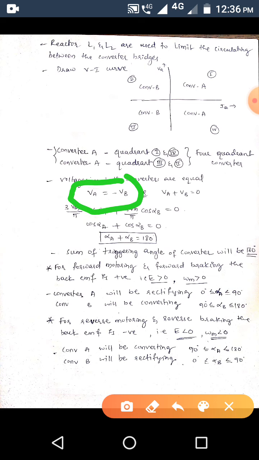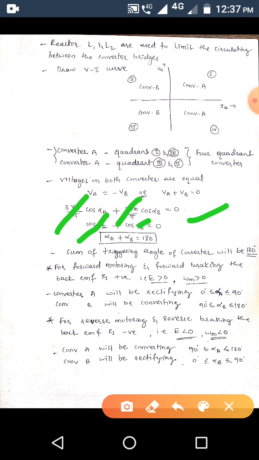Why minus VB? Because converter B will be in the reverse direction. So then we write it as VA plus VB. Similarly, we know that the output voltage of continuous current operation will be 3 Vm by pi cos alpha A plus 3 Vm divided by pi cos alpha B here. So then this and this will get cancelled, and the remaining is cos alpha A plus cos alpha B.